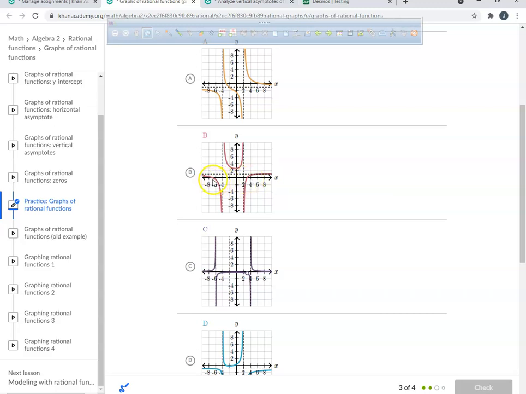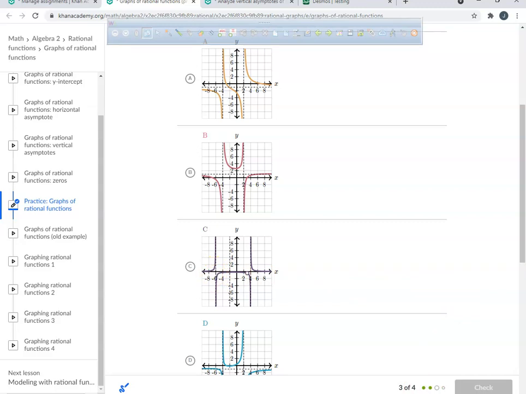Was it 3 and negative 7? Look right there. I can't really zoom in from here, but there is a 0 right there at a 3, and there's a 0 right there at a negative 7. Here, there was a removable discontinuity at a 3, but at a 7, there's not a 0.